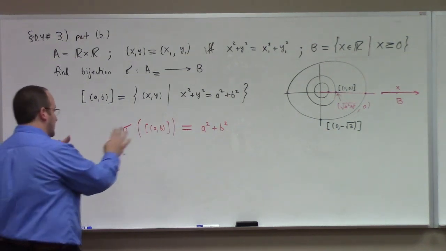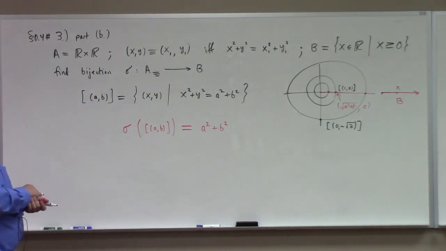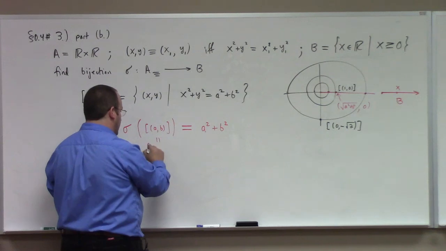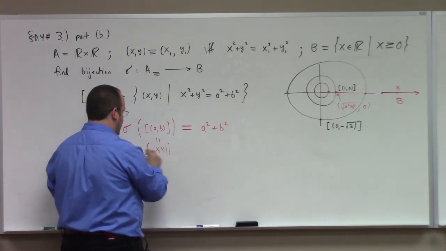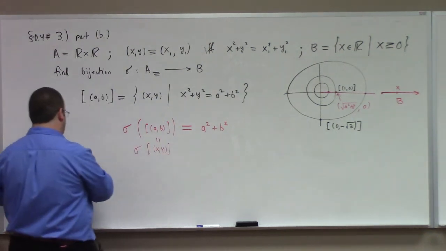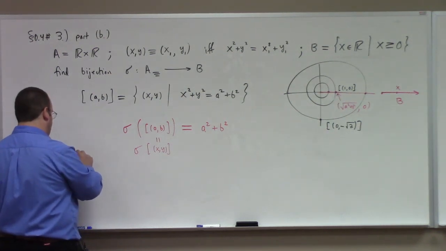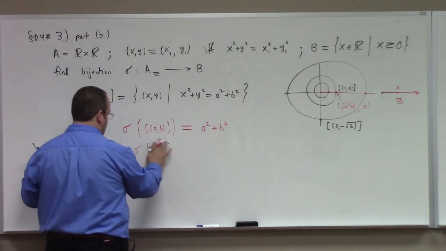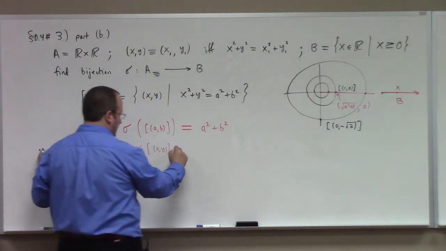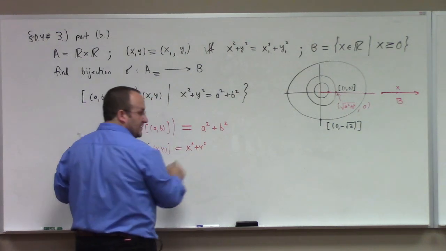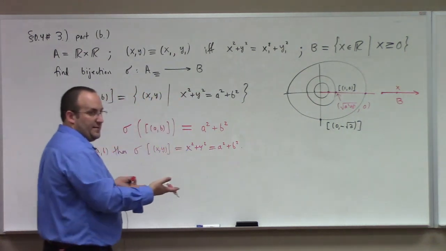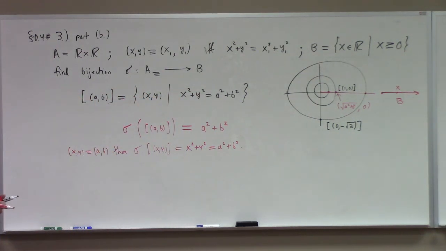And then the question is, is this a bijection? First of all, is it well defined? If I pick something else in here, if x comma y is equivalent to a comma b, then this is equal to x squared plus y squared, but because they're equivalent, it's also equal to a squared plus b squared, so hooray. It's a well-defined map. It doesn't matter the representative we use, we get the same output. And then what else?